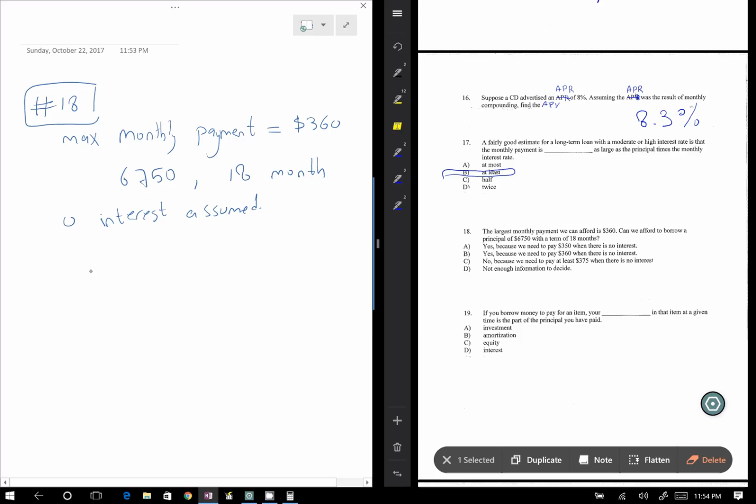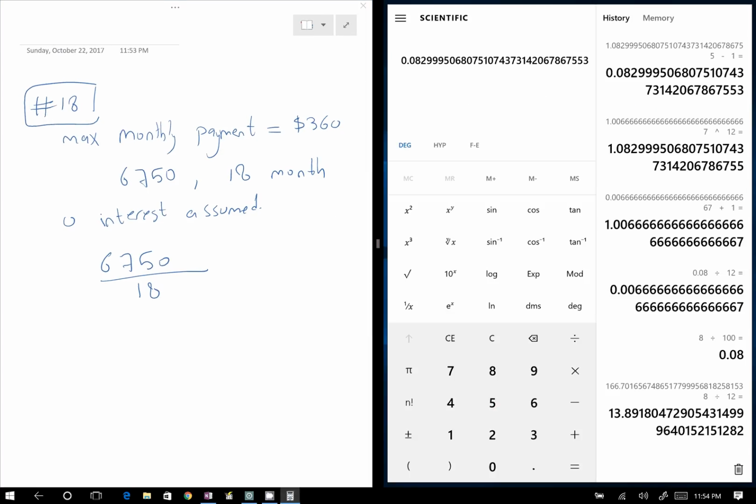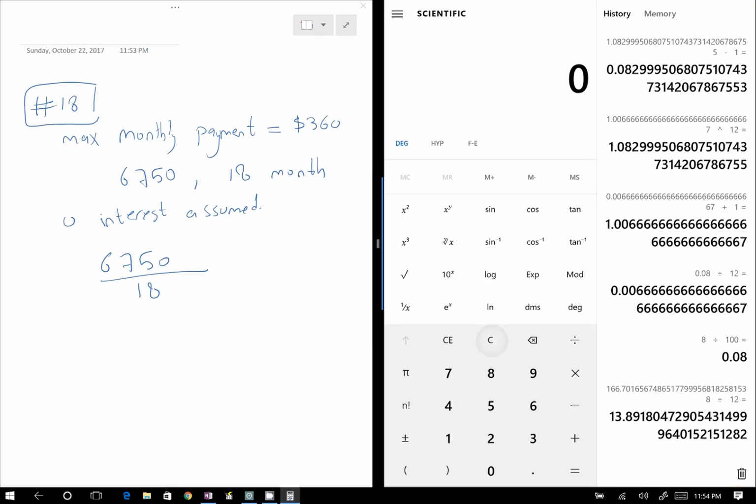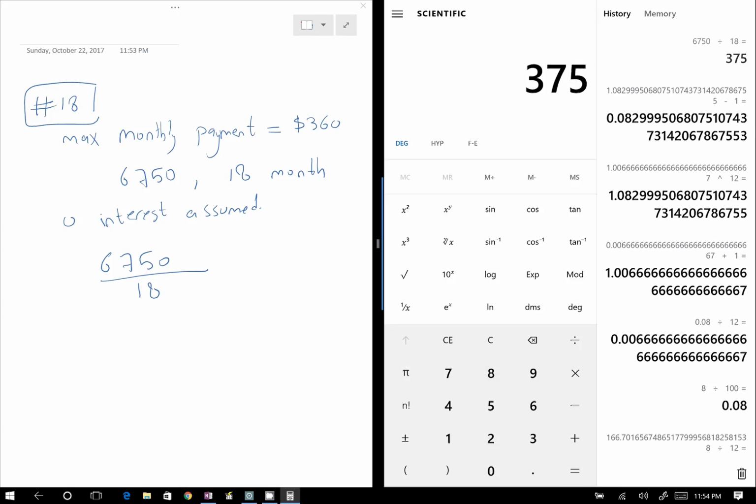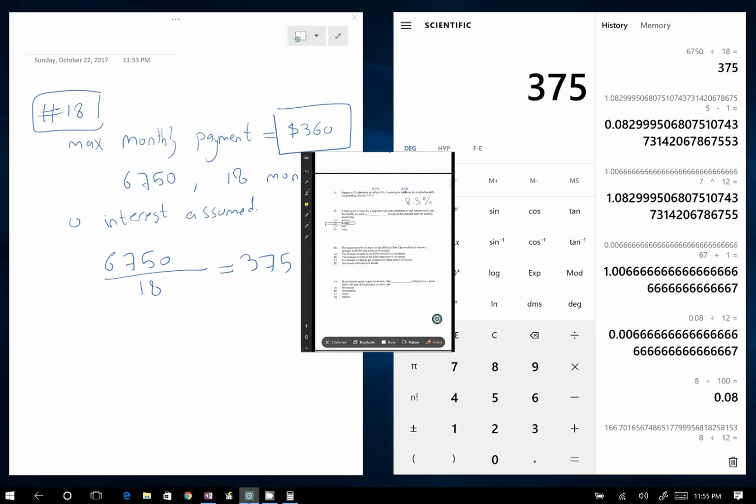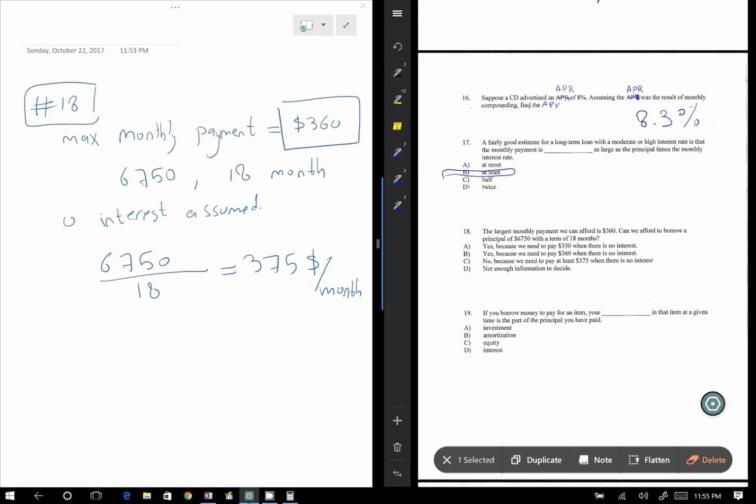So the payment would be 6,750 divided by 18, which is 375 per month. That's without interest. So if the maximum you can afford is 360, then the answer is no. Definitely you cannot, because we need to pay at least 375 when there's no interest.